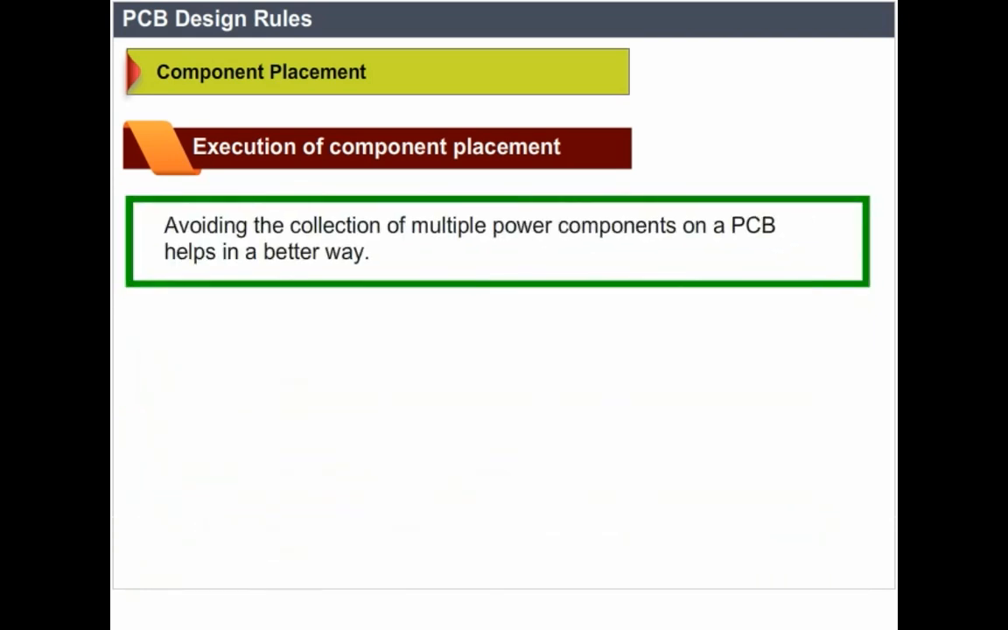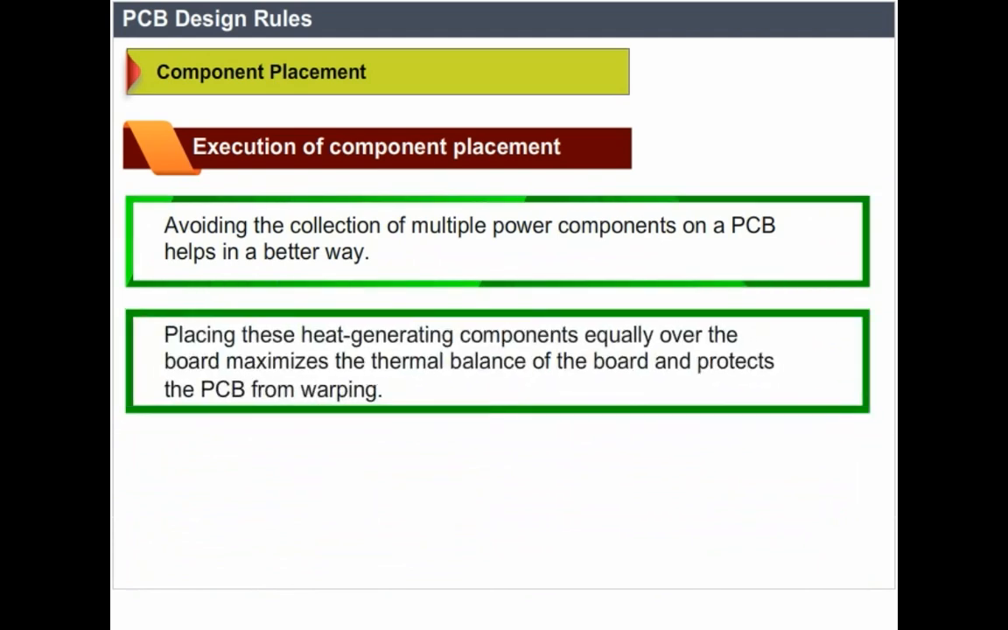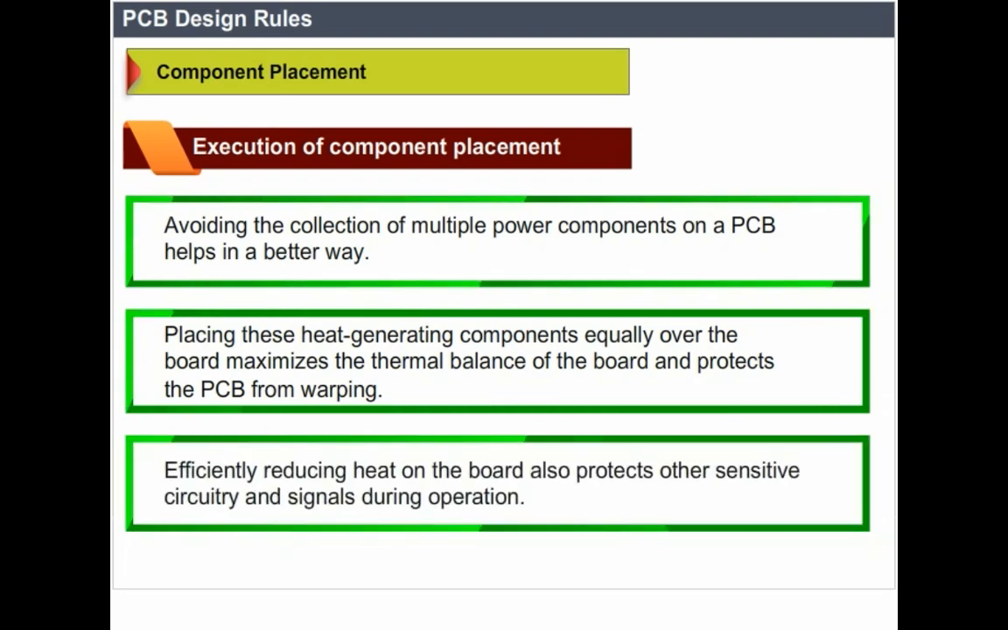Furthermore, avoid collecting multiple power components together on a PCB. Placing these heat-generating components evenly over the board maximizes the thermal balance of the board and protects the PCB from warping. Efficiently reducing heat on the board also protects other sensitive circuitry and signals during operation.